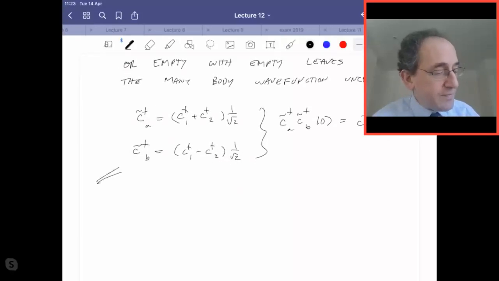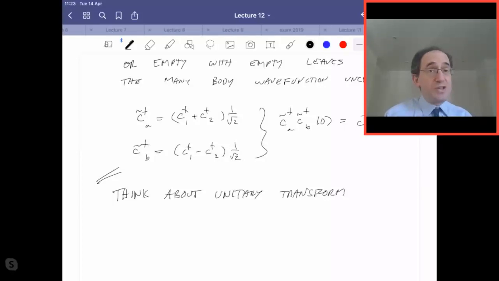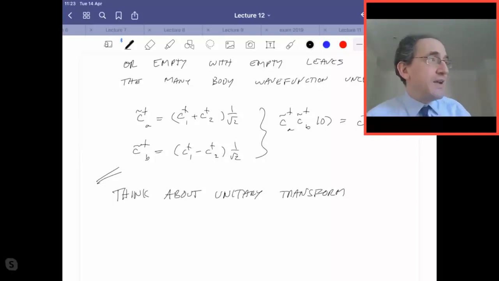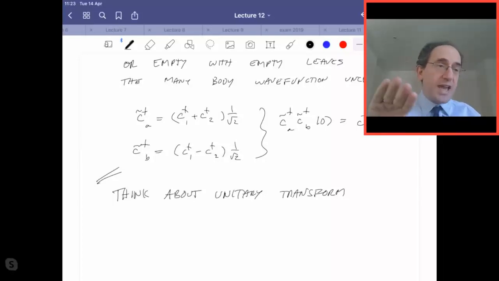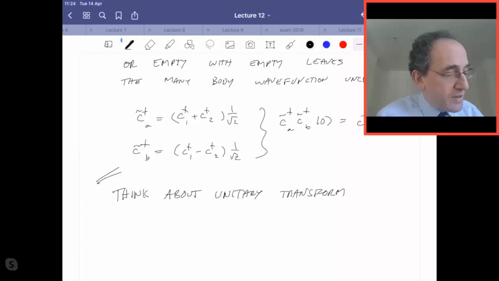Further, I want to think about unitary transforms, and I want to consider small unitary transforms because I'm trying to do a differential calculation to show that I'm at a minimum in energy. So I'm trying to make a small change in the basis and see that the energy goes up, or show that I'm at the bottom here. So think about unitary transforms that are small, in other words, close to the identity.